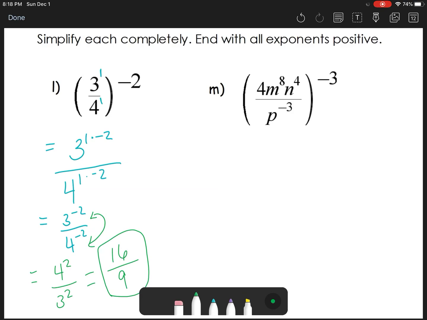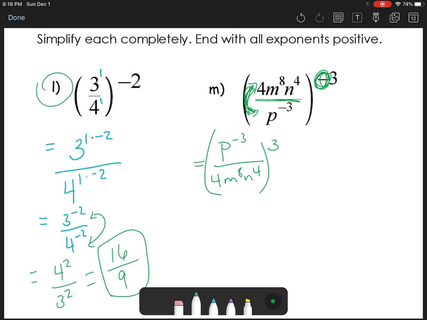Letter M. So letter L, that was one way to do that type of problem. Letter M, since it's a negative exponent and we have a fraction, we could just flip everything right away and turn it into a positive exponent, which means we would just have p to the negative 3rd over 4 times n to the 8th times n to the 4th. Notice that I flipped everything exactly, and then instead of being to the negative exponent, it'd be raised to the positive exponent. And we could do that if we wanted to. You could do it using the power to a power rule like we did in L, but if you wanted to just flip it around, you could do that also. And then from there, we'd use our power to a power rule.